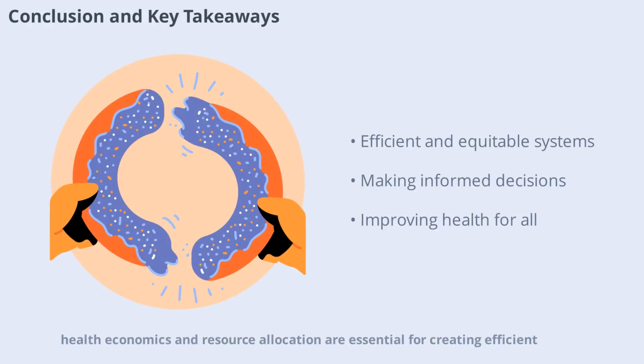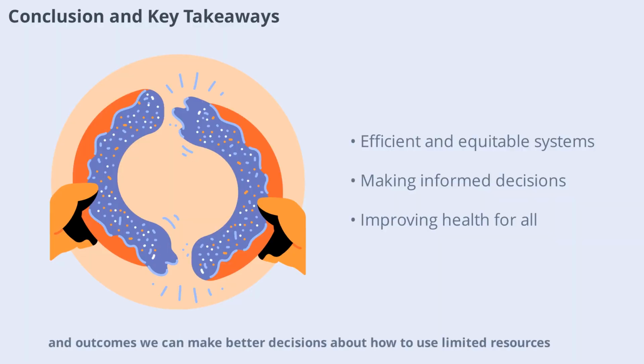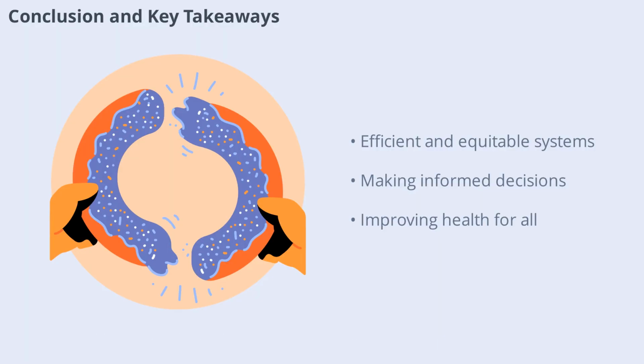Summary: health economics and resource allocation are essential for creating efficient, equitable, and sustainable healthcare systems. By understanding costs, benefits, and outcomes, we can make better decisions about how to use limited resources. Whether it's through policy, innovation, or patient involvement, health economics provides the tools needed to improve health for all.